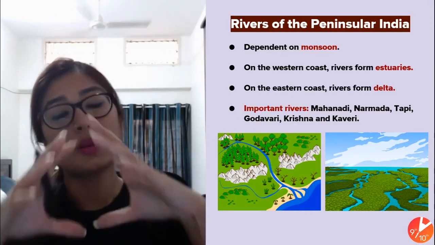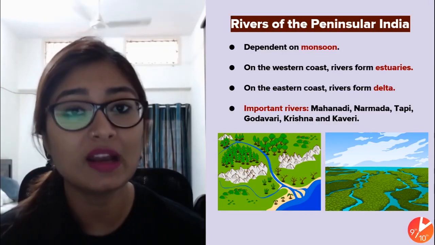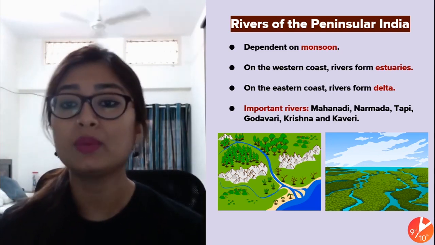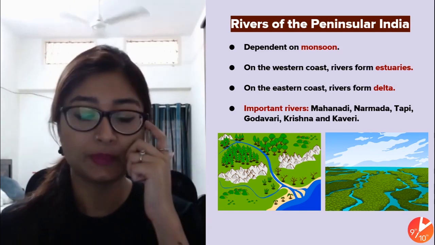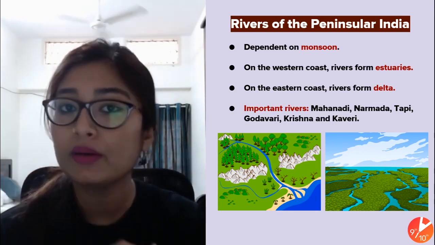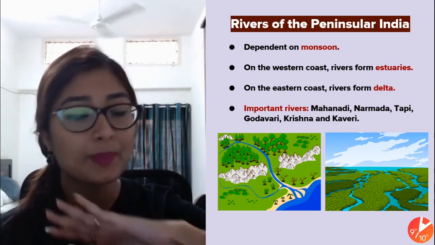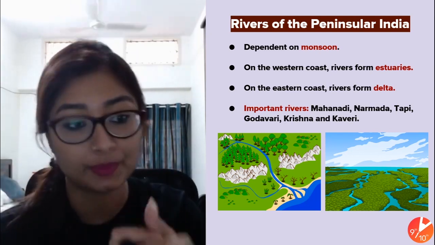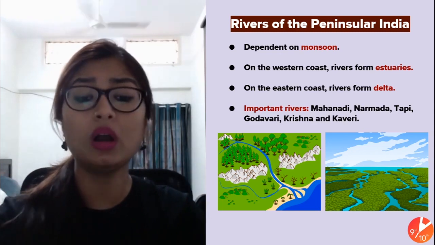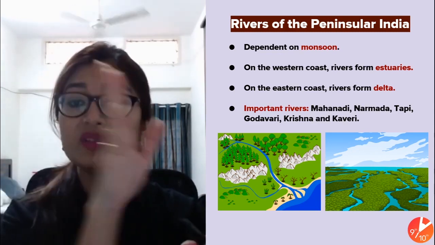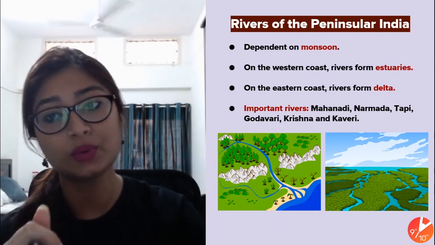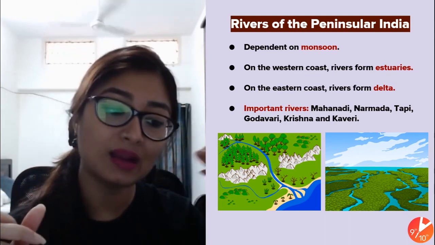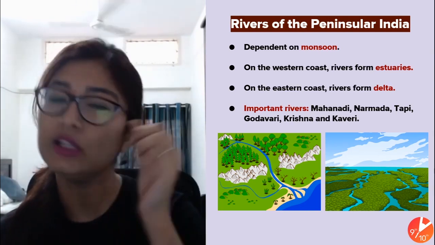Okay, now let's talk about the rivers in peninsular India, which is the southern part. The peninsular plateau which we were talking about. So in that part we have multiple rivers. Let's talk about that. As I told you, these are non-perennial rivers, which means they are not snow-fed, they are dependent on the monsoon, and they may go dry in one part of the year. So they are monsoon dependent, and on the western coasts rivers form estuaries, and on the eastern coasts they form deltas. Now what are estuaries and deltas, I'll tell you within a minute.